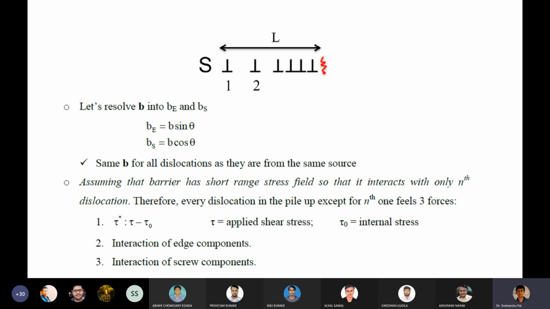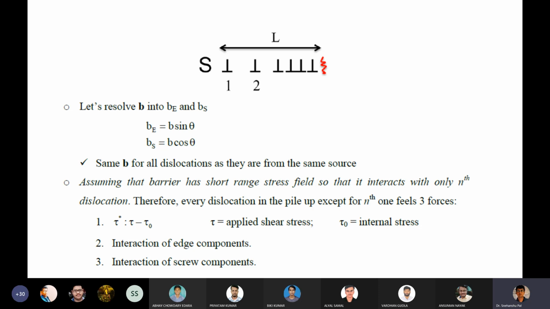Now we can resolve the Burgers vector into b_E and b_S as denoted in the slide, where b subscript E equals b sin theta, and b subscript S is b cos theta. It is the same Burgers vector for all dislocations, as they come from the same source. So the Burgers vector will be the same.